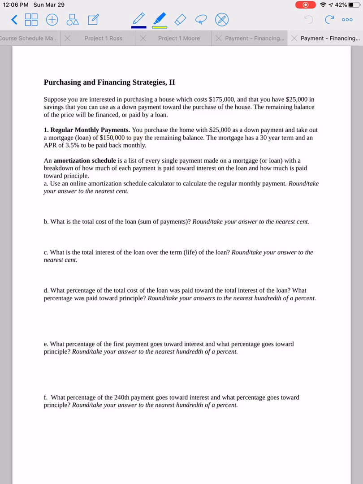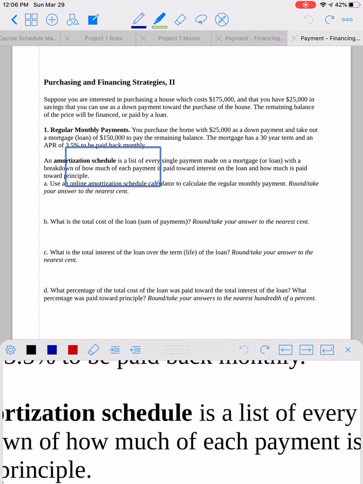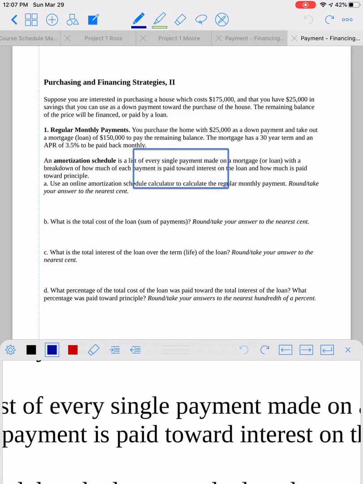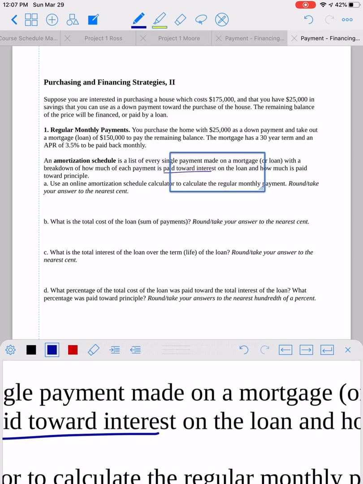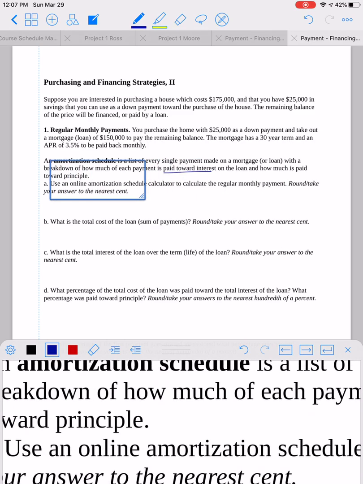Okay, so an amortization schedule is a list of every single payment made on this mortgage with a breakdown of how much each payment is paid towards interest. So payment 1 all the way through the very last payment, how much interest is paid in each payment, and then how much principal is paid in each payment. This changes with every payment because as the loan proceeds, the principal goes down and the amount of interest owed is less. So the most interest is paid in the first payment and the least interest is paid in the last payment.